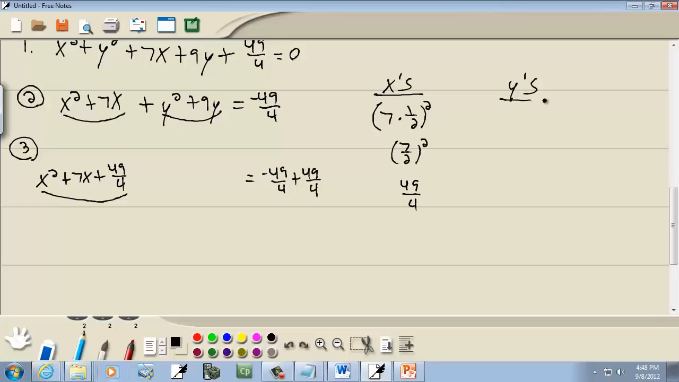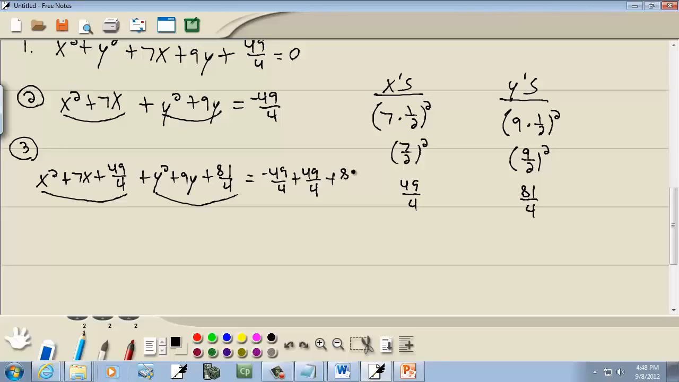Well, let's also complete the square on the y's. We'll take our number for our y, which is 9. Take it times a half and square it. 9 times a half is 9/2. And 9/2 squared gives us 81 over 4. And we want to add that to both sides. So we got y squared plus 9y plus 81 over 4. And add 81 over 4 over here.